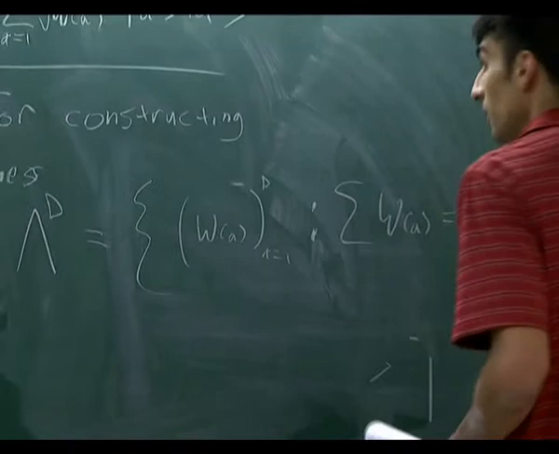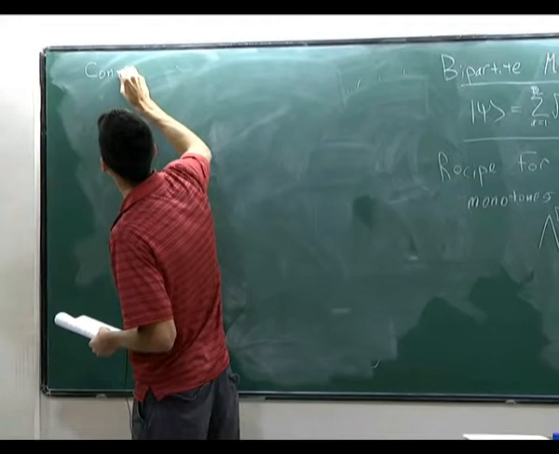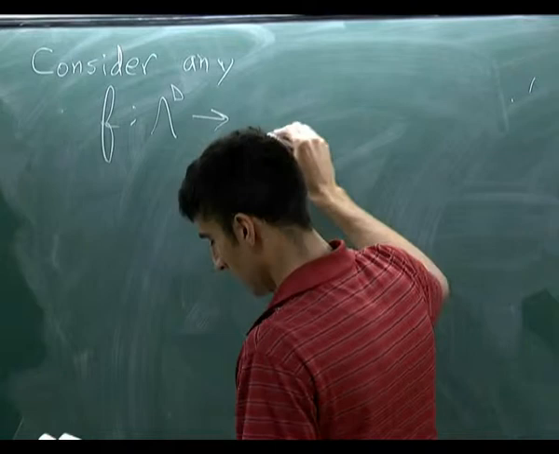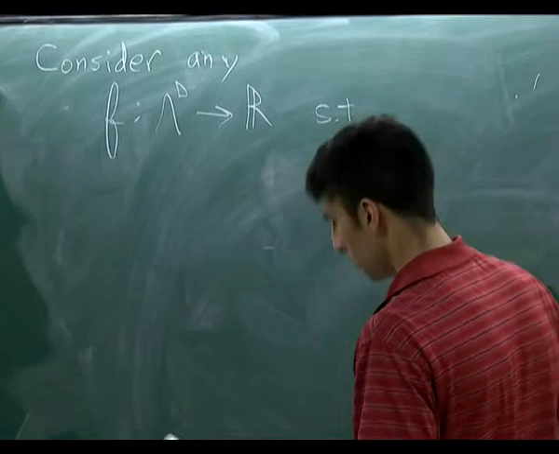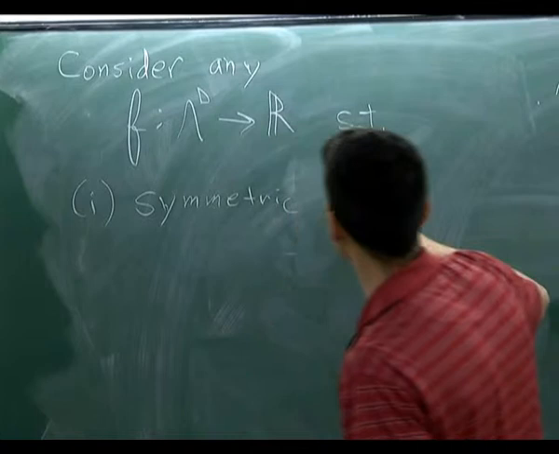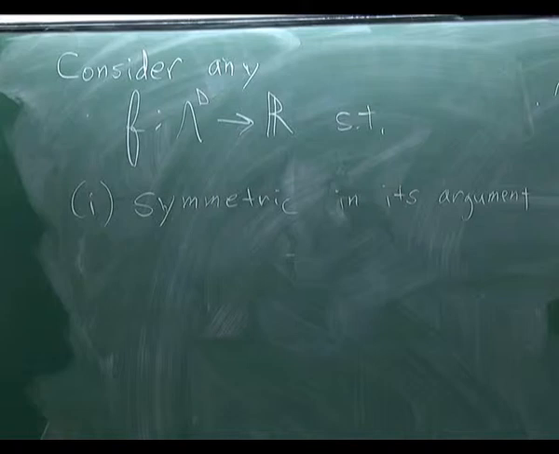And now I want to consider any function that's acting on this with two properties. Consider any function f, and it's going to map the simplex to real numbers such that it has two properties. One is that it is symmetric in its argument. Basically what that means is that we can shuffle our probability vector around and f doesn't change. And the other is that it's concave.